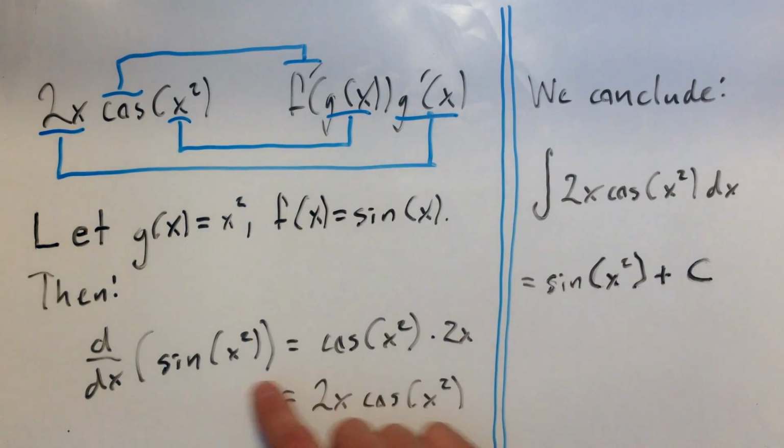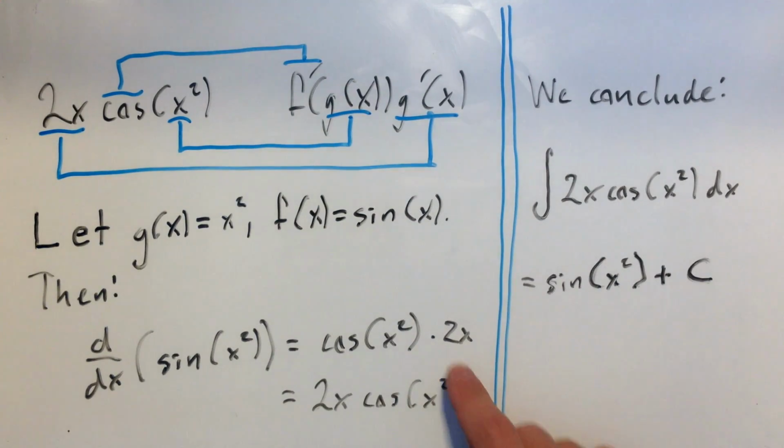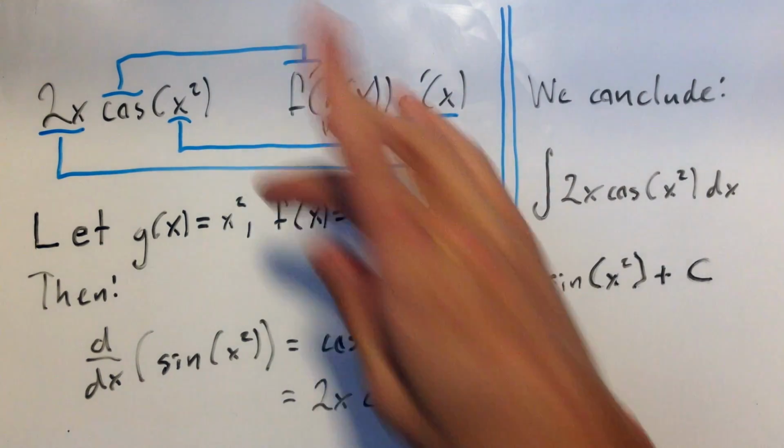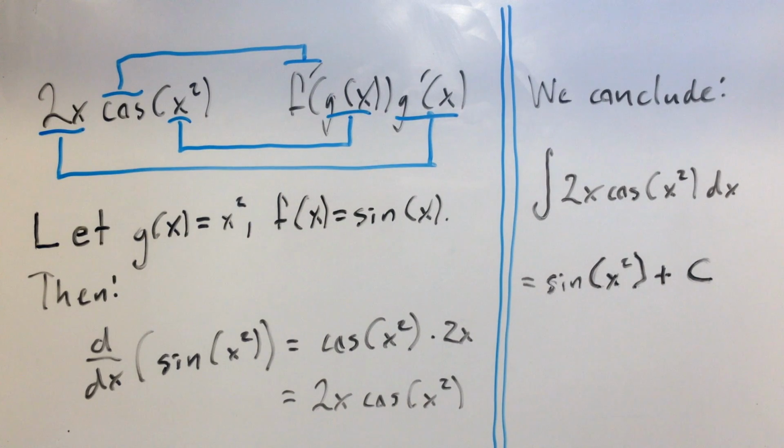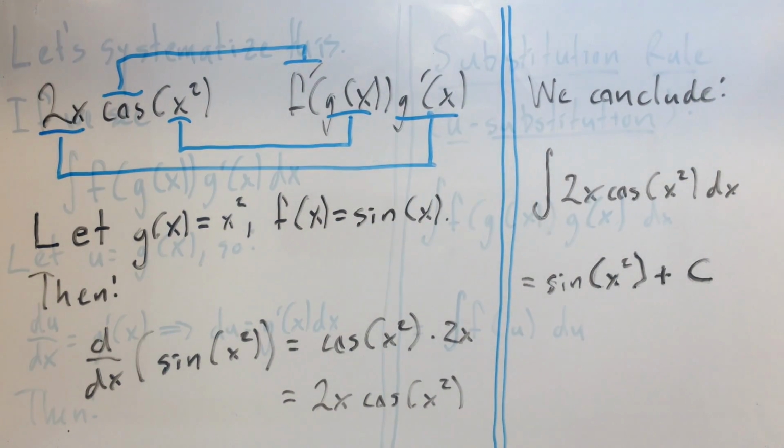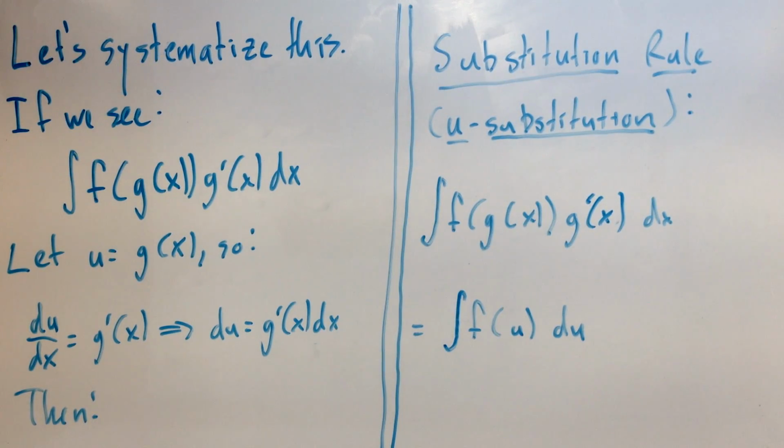Then we multiply by the derivative of the inside function, which is 2x. If I put that in front, we get back the same exact function that we started with. So we just showed that the derivative of sine of x squared is 2x cosine of x squared. And from that we can conclude that sine of x squared is an antiderivative of this guy. In other words, the indefinite integral of 2x cosine of x squared dx is equal to sine of x squared plus c.